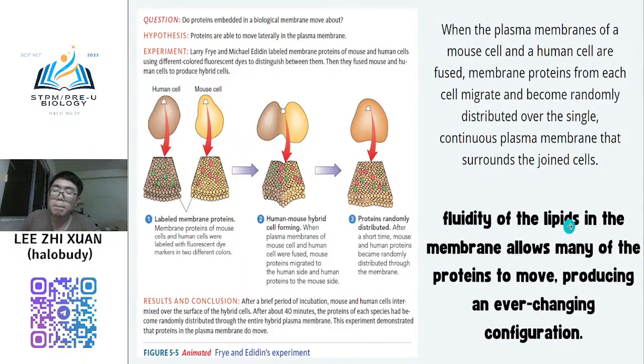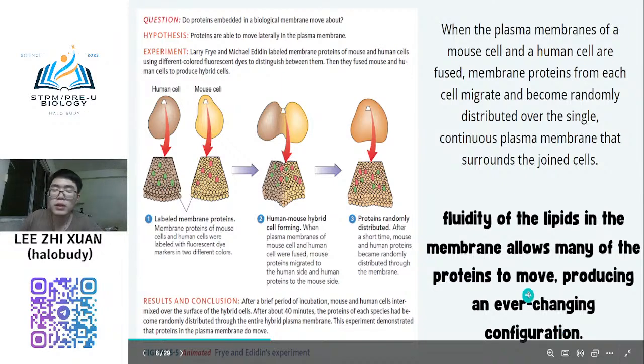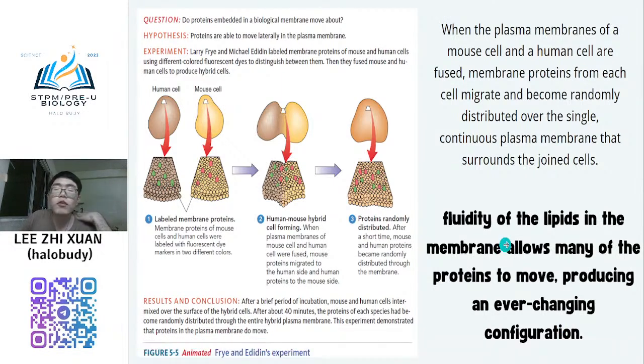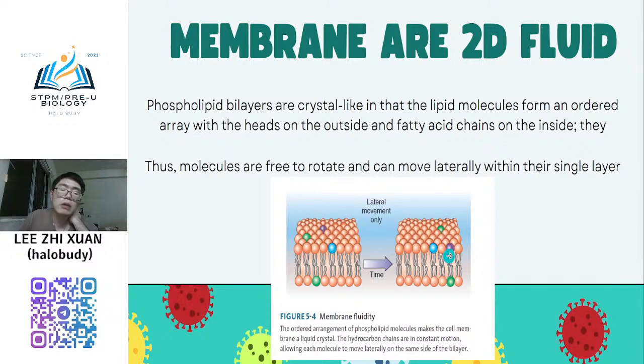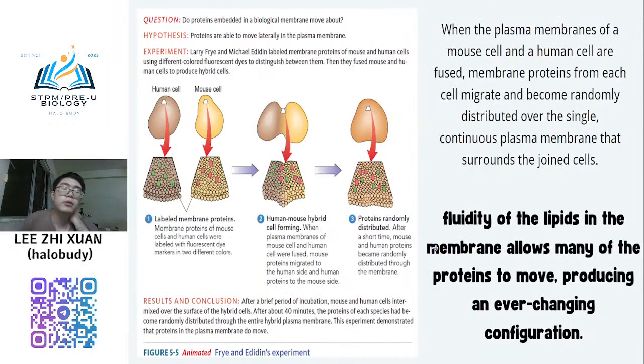Meaning that the fluidity of the lipid, and by lipid we mean the phospholipid, in the membrane allows many of the proteins to move, producing an ever-changing configuration. This is because of the fluidity of the phospholipid. Because of this, it allows many proteins to move freely. So if you want to say whether protein can be moved around or not, the answer is yes, it can move freely around the plasma membrane. Why? Because of the fluidity of the phospholipid. Because of the fluidity characteristic of the plasma membrane, the protein can move easily within the phospholipid bilayer.